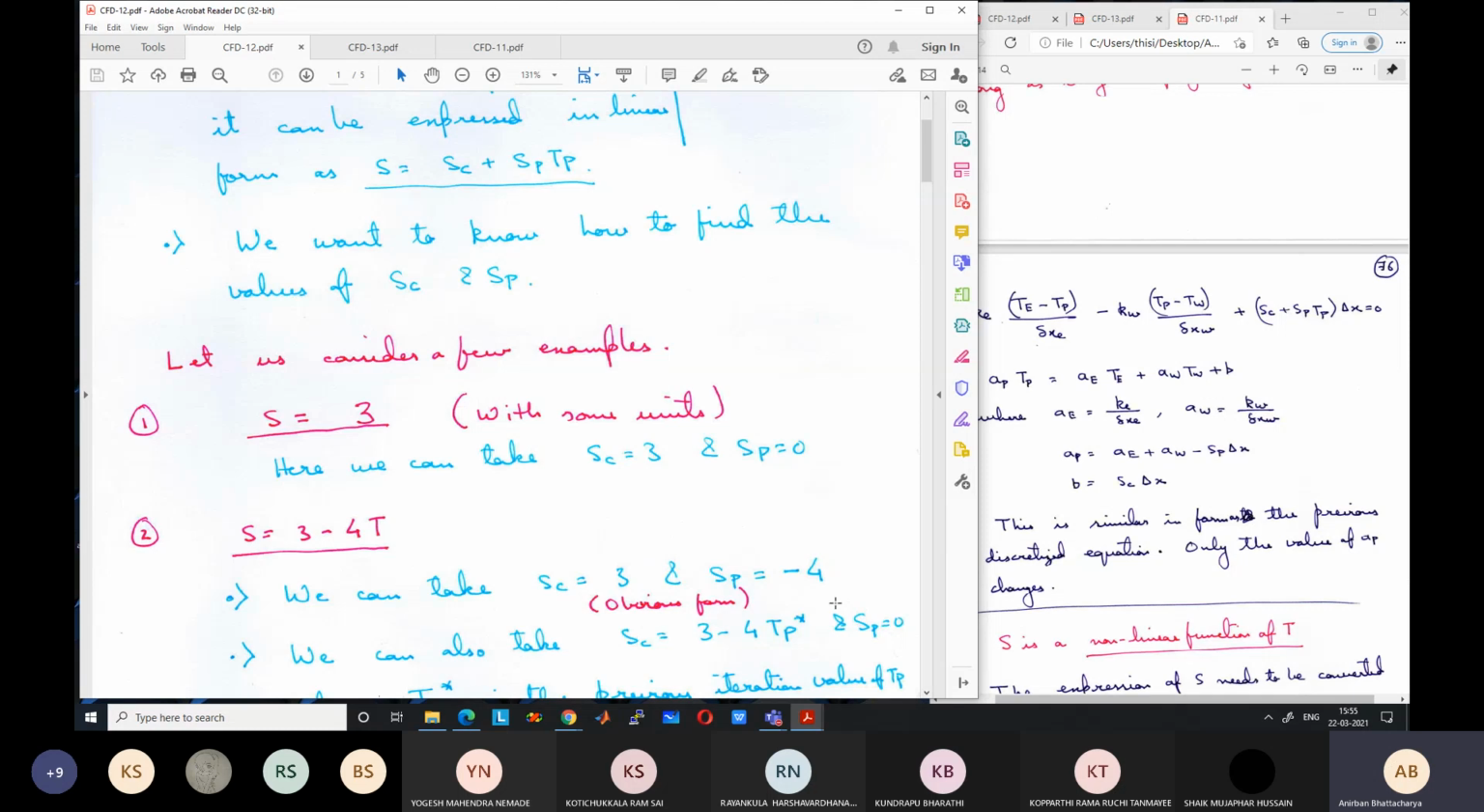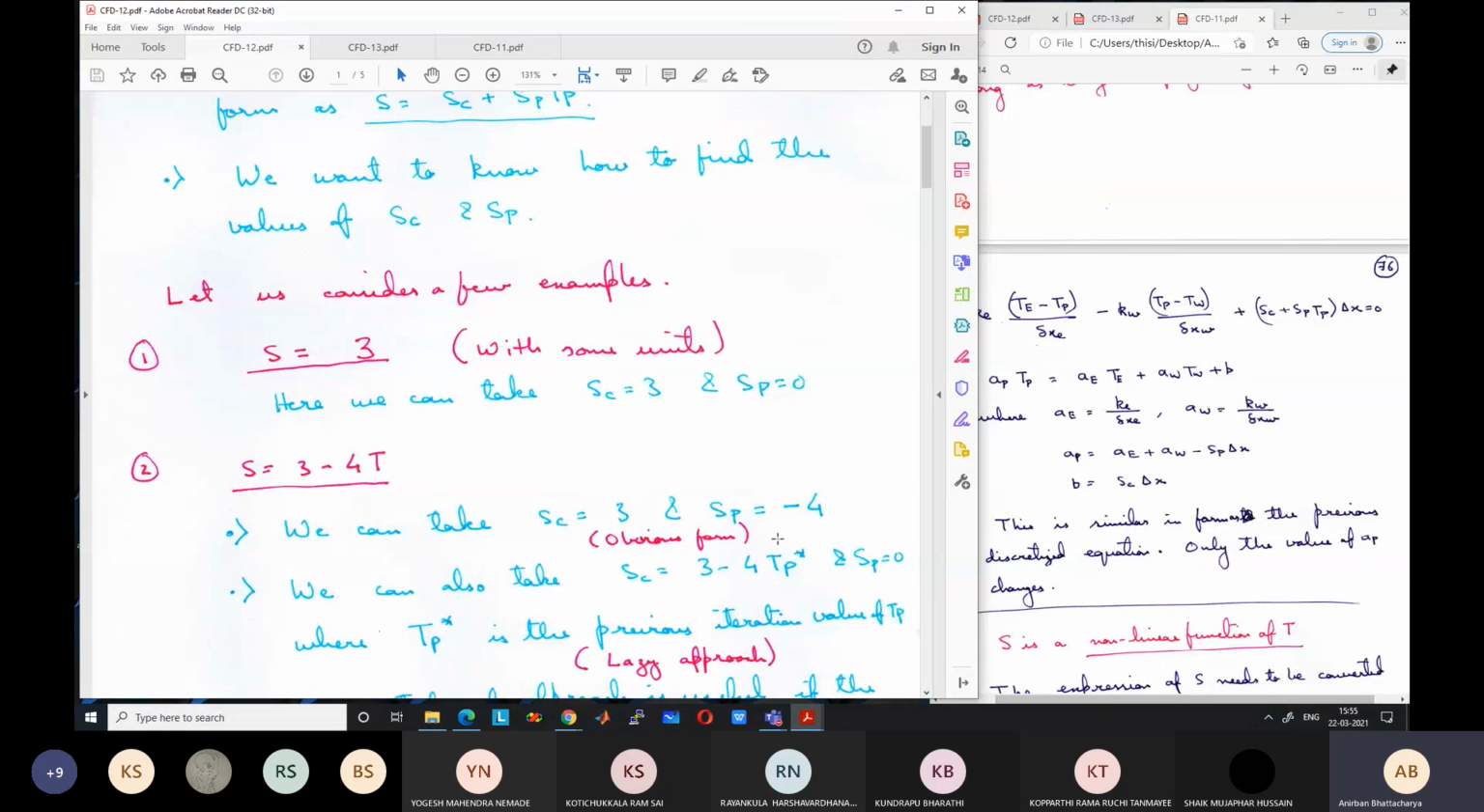Please ask me any questions if you don't understand something. Okay, this part is important. So we can take SC as 3 and SP as -4. This is the obvious form. However, this is not the only option. We have other options also.